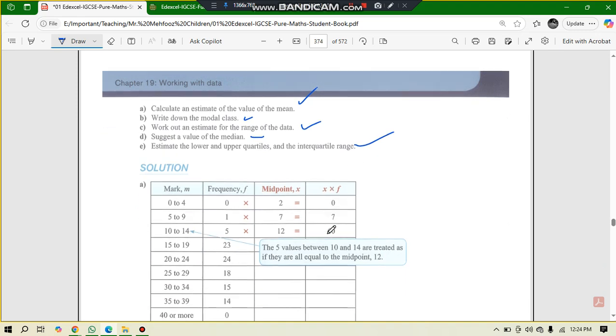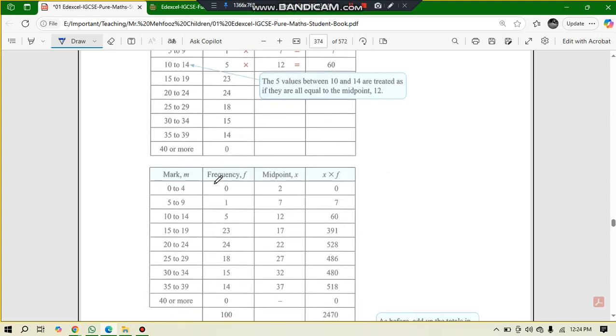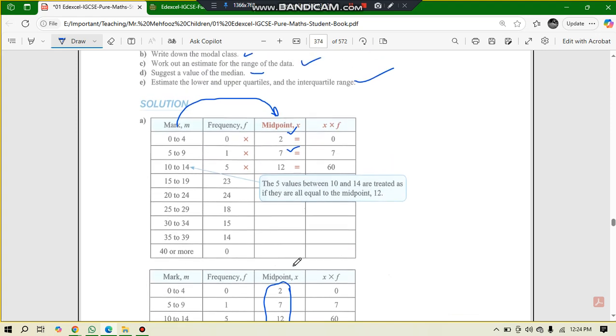So we have to do all the questions. First of all, for the mean. In this case we first have to calculate the midpoint. How do we calculate the midpoint? The midpoint is the sum of these two values divided by 2. So 0 plus 4 divided by 2 is 2. 5 plus 9 divided by 2 is 7, right? Again 10 plus 14 divided by 2 is 12. 15 plus 19 divided by 2 is 17. So these are the midpoints of the classes.